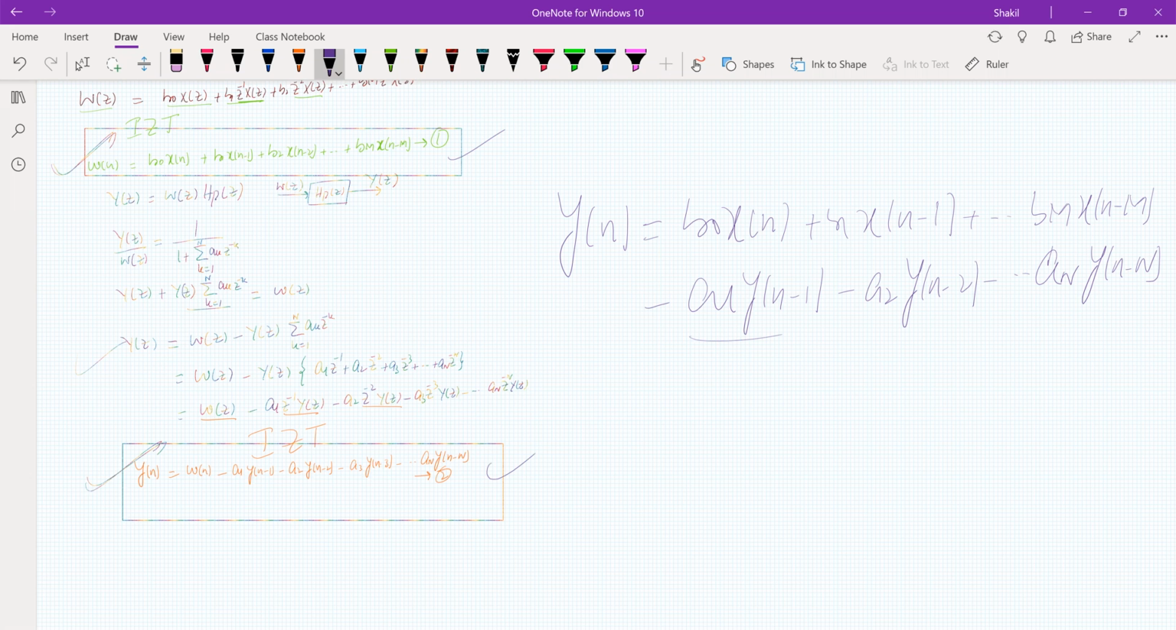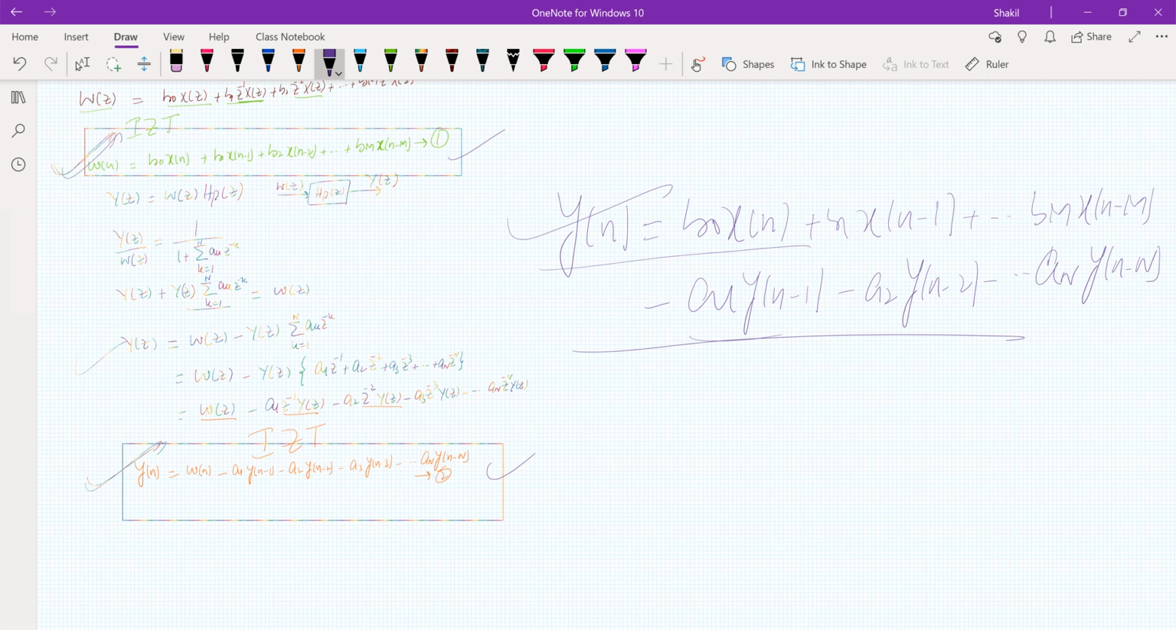So there are two equations, one for w of n and one for y of n. But actually these are one and the same equation, although one seems to be for w of n and the other for y of n. This equation is actually shorthand notation. If you substitute w of n from equation 1 into equation 2, you will get the same equation back.